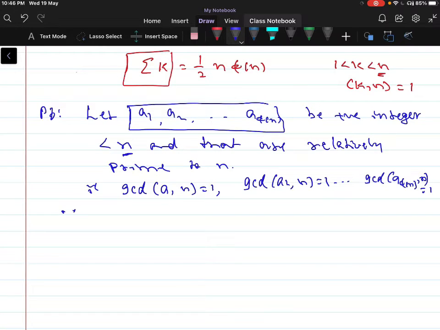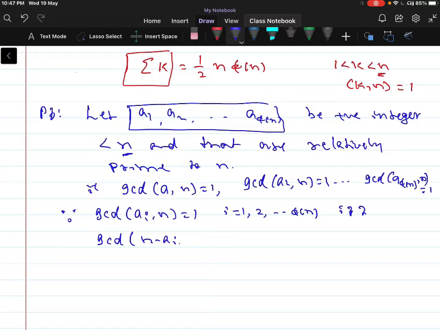Since GCD of ai comma n is equal to 1, where i is equal to 1, 2, up to pi of n, if and only if GCD of n minus ai comma n is also 1, where i is equal to 1 to pi of n. So you can observe this from the example.